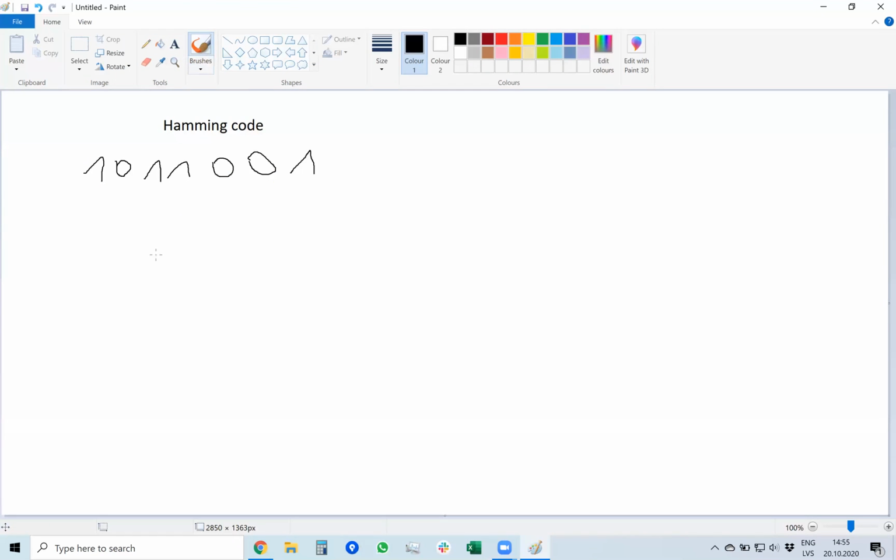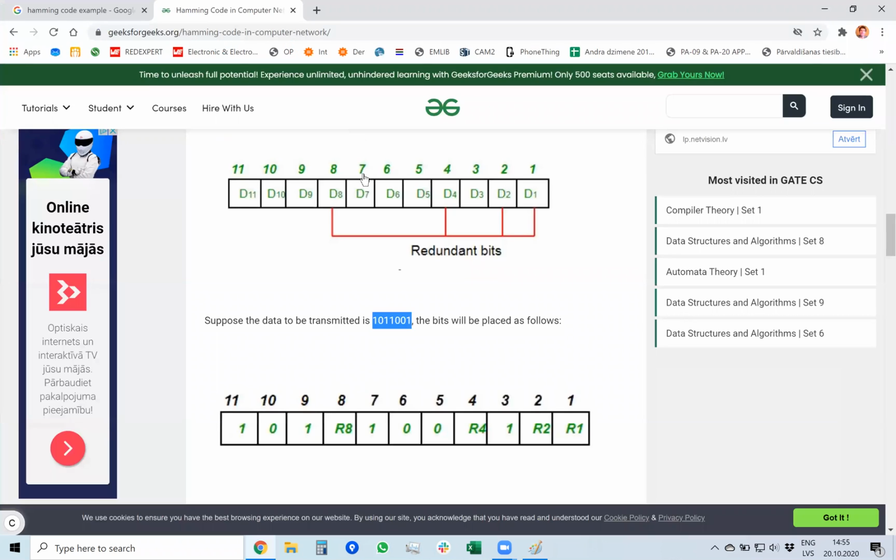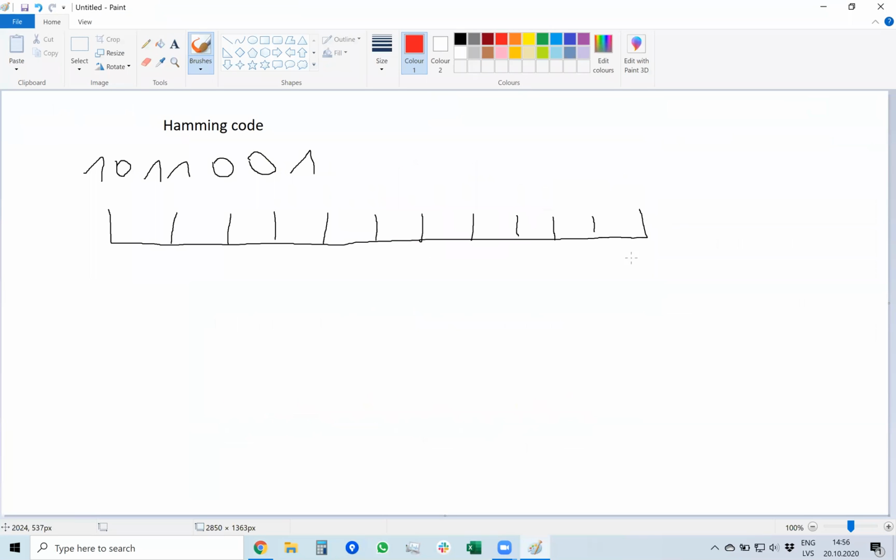So we have 11 positions: 1, 2, 3, 4, 5, 6, 7, 8, 9, 10, 11. So the bits go in the following places. The locations which could be calculated as 2 to the power of n are for parity. So I'll draw them in red.